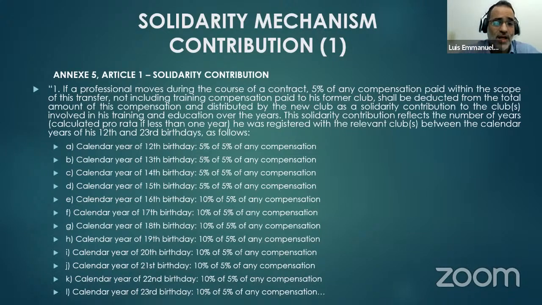So from the calendar year of the 12th birthday of the player to the calendar year of the 15th birthday of the player, the training club will receive 5% of any compensation. And after that, that is to say, from the calendar year of the 16th birthday of the player up to the end of the calendar year of the 23rd birthday of the player, the training clubs will receive 10% of 5% of any compensation related to that transfer.